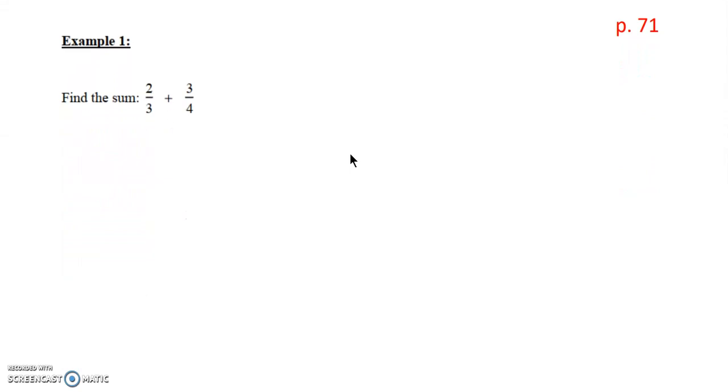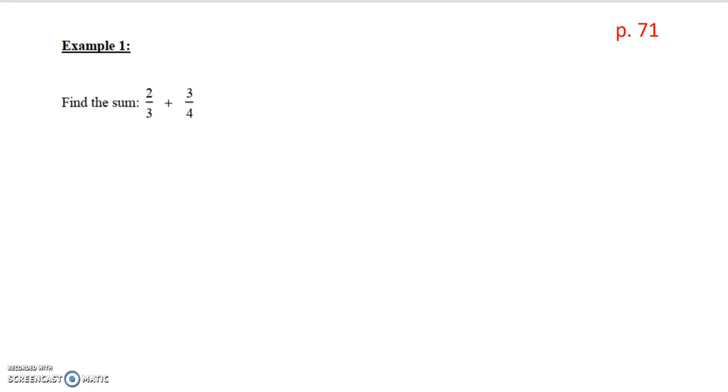The first example is asking us to find the sum. We're adding 2/3 plus 3/4, and we can see right away that the denominators are different. So what we have to be thinking about is our lowest common denominator. How can we make these two denominators like? So we look at 3 and 4 and we ask ourselves, what number do 3 and 4 make that is common and the lowest one we can get? And the answer for that is going to be 12.